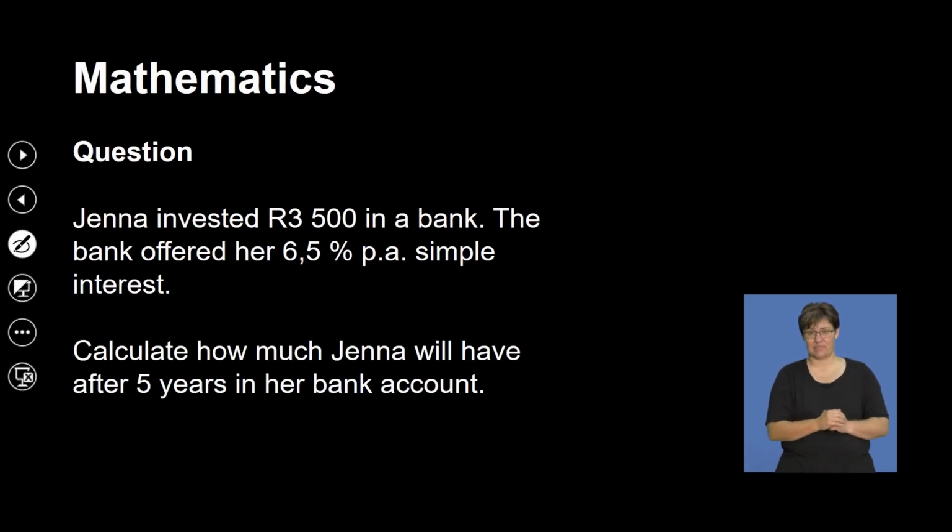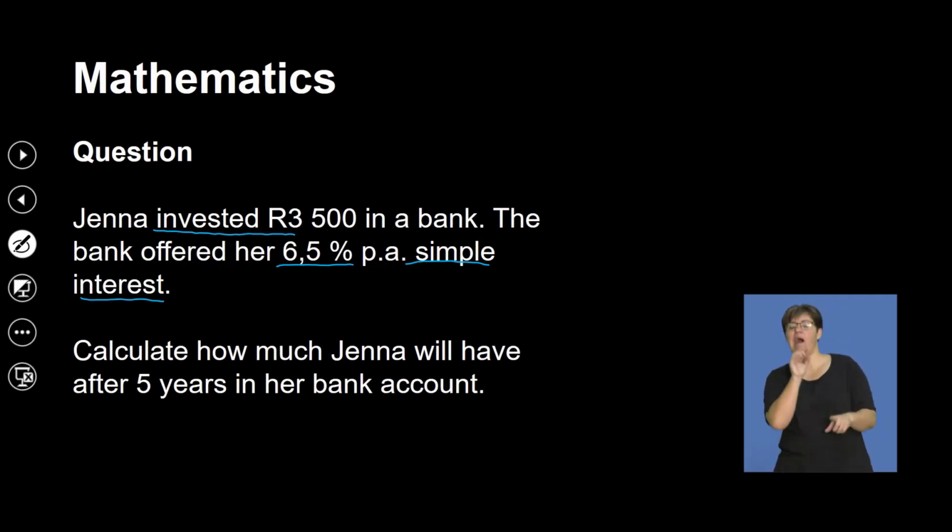Now, the first question that we're just going to start with is Jenna invested 3,500 in a bank, right? So this is an investment, meaning she deposited the amount and left it there. Now, the bank offered her 6.5% per annum simple interest. Remember, it's very important for them to let you know which kind of growth we are dealing with. Is it simple, random, or compound? Though with random, you're not really going to be told that this is a random growth. You will just see with the numbers that it is a random growth.